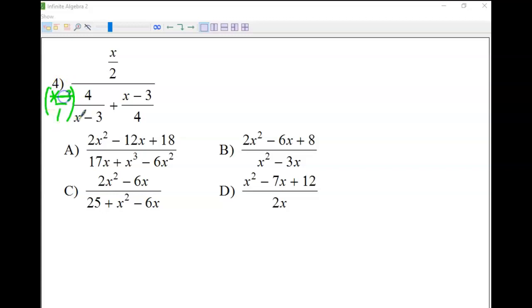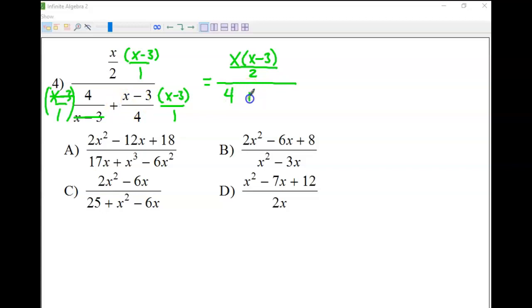If I do that, those cancel. But if I multiply there by x minus 3, I need to multiply here by x minus 3. And I also need to multiply here by x minus 3. Okay? All right. So that leaves me with x times x minus 3 over 2. Now I could distribute in here, but I think I'm going to avoid that for right now. It wouldn't necessarily be wrong, but I'm just going to save that till last. Now here we have plus, then we have x minus 3 times x minus 3.